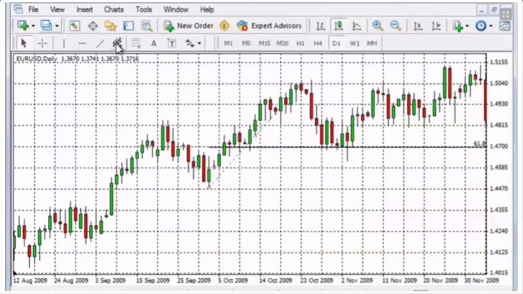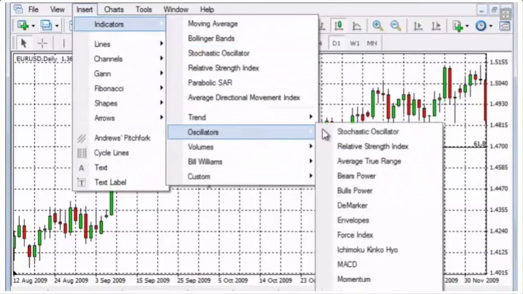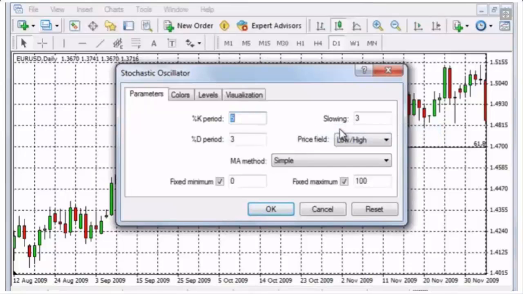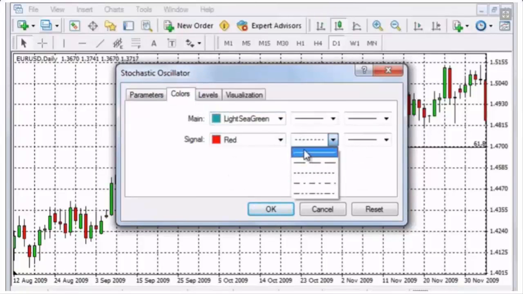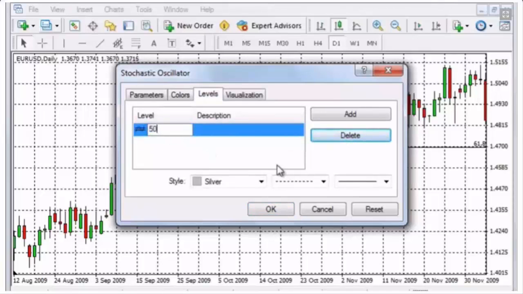Add the stochastic indicator by selecting Insert, Indicators, Oscillators, Stochastic Oscillator. Under the Parameters tab, leave the default values as 5, 3, 3. Under the Colors tab, change the line style to Continuous, and in the Levels tab, set the level as 50. Change the line style to Continuous, and change the color to black.